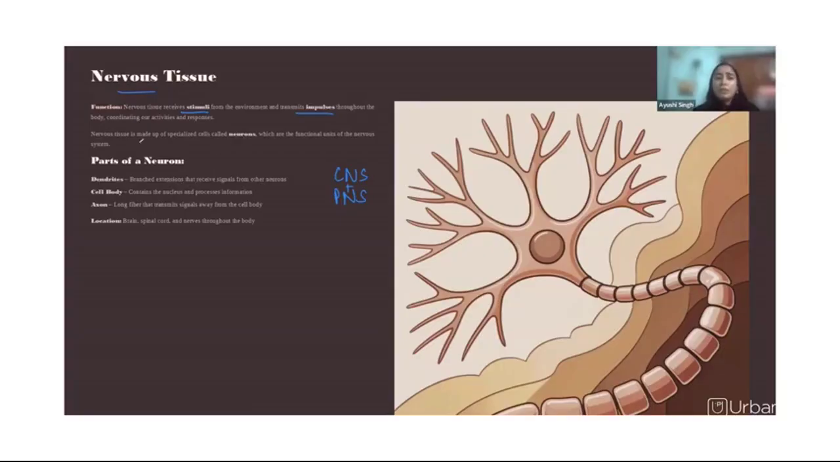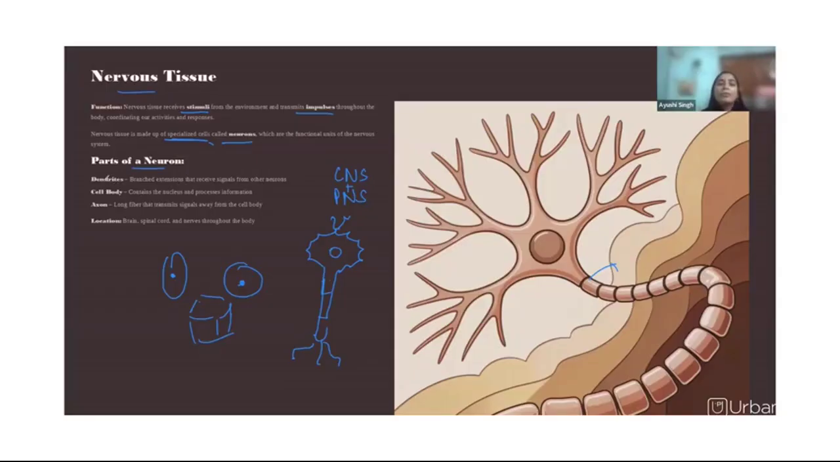So nervous tissue is made up of specialized cells called neurons. The cells of nervous tissue are not general cells, not spherical or cuboidal or anything. It is more like a branched tree. This is a neuron, you can see. Its structure is like this. It has dendrites present and an axon present, which we will discuss later.